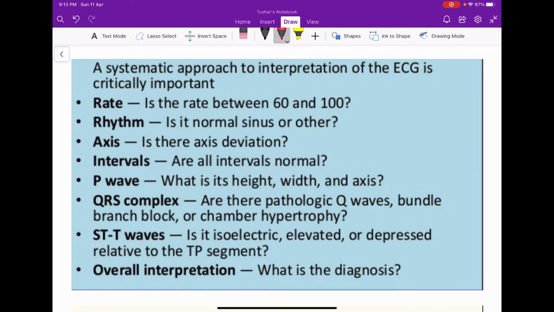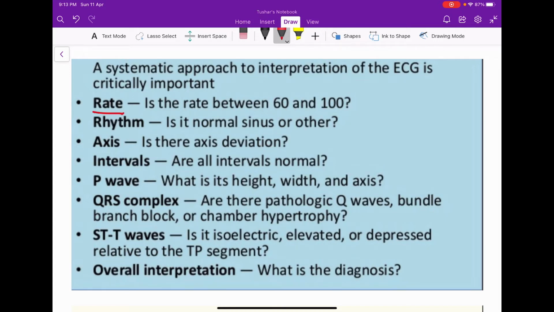While reading an ECG, a systematic approach to interpretation of the ECG is very important. First, as I have told you, we need to start reading the ECG by looking at the standardization. After you have confirmed that the standardization is normal, then we come to the rate of the ECG.